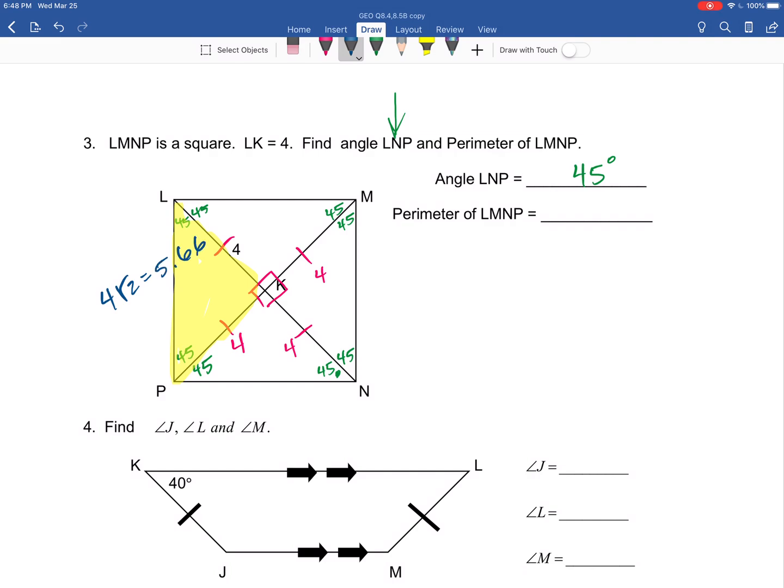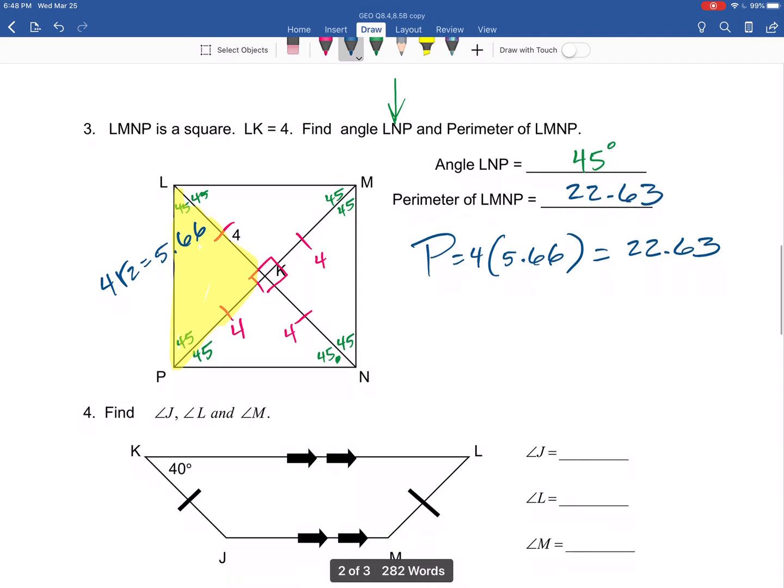There we go. Now, what do I want? I want the perimeter. Every side is that, so 4 times 5.66. The perimeter, here we go. We've got a perimeter of 22.63. Okay, keep on rolling here.